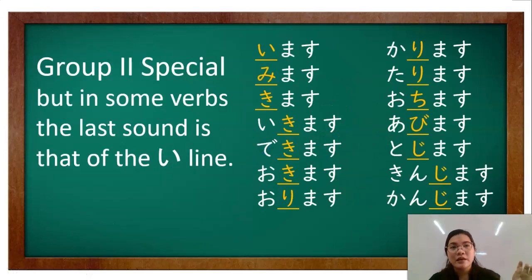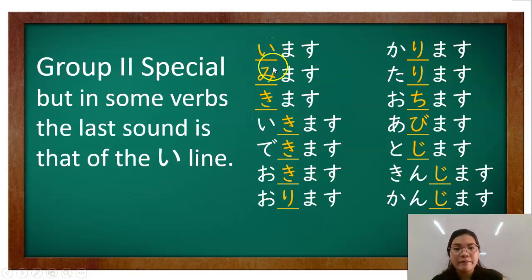Aside from those verb stems that end with the e line, group 2 also has special verbs. In some of these verbs, the last sound is on the i line. Although nasa i line yung mga last nito, they are special in group 2. Just like imasu, mimasu, kimasu, okimasu, dekimasu, ukimasu, orimasu, karimasu, tarimasu, ochimasu, abimasu, tojimasu, kinjimasu, and kanjimasu. It's very important that you memorize this group 2 special.